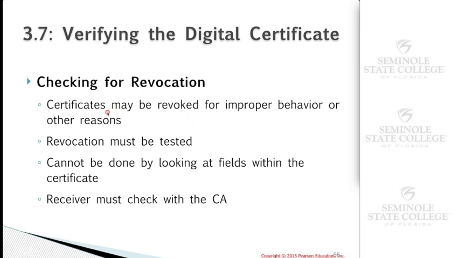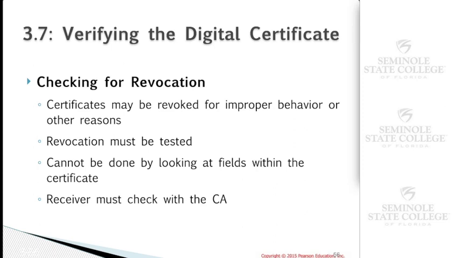And then checking for revocations. Certificates may be revoked for improper behavior or other reasons. For example, it was determined that one of the certificate authorities was not working honestly, for lack of other words, and they wanted to revoke all the certificates that were issued by that certificate authority. So what they did was they went in and took all the certificates that were issued, and they added them to the revocation list. So if you go to the certificate authority and check for that serial number, you will see that it has been revoked.